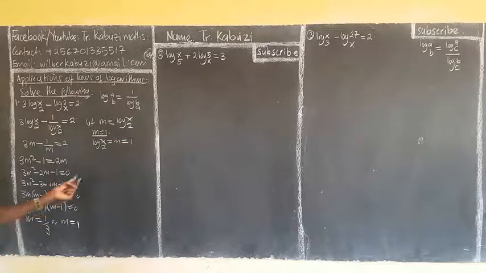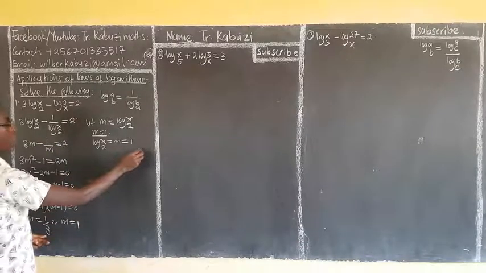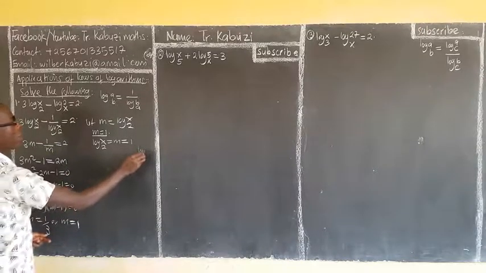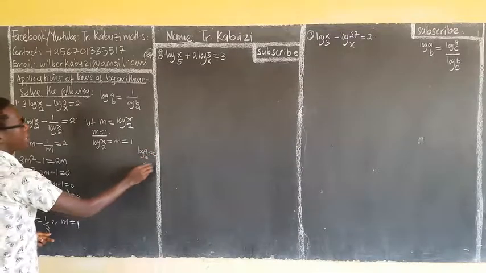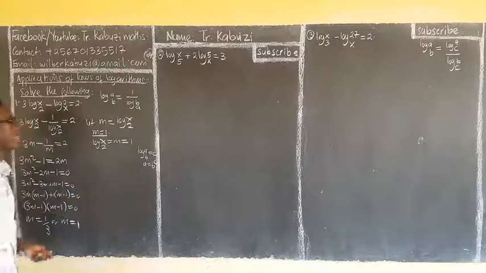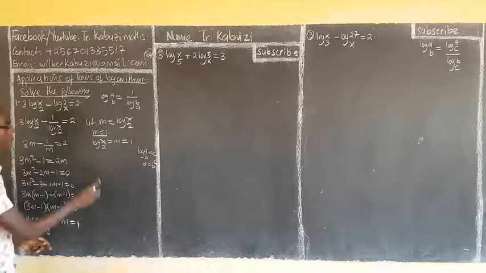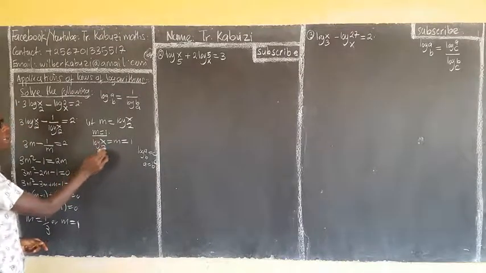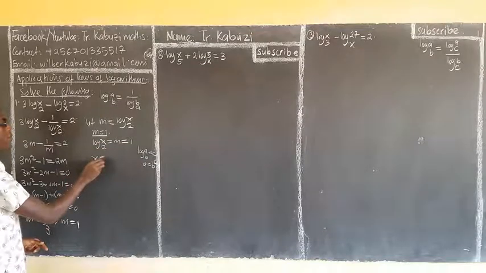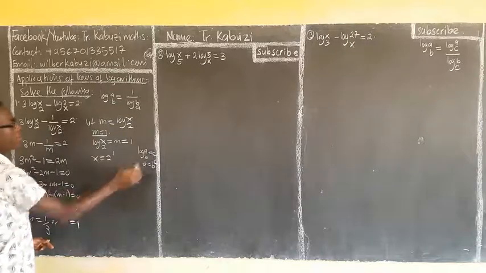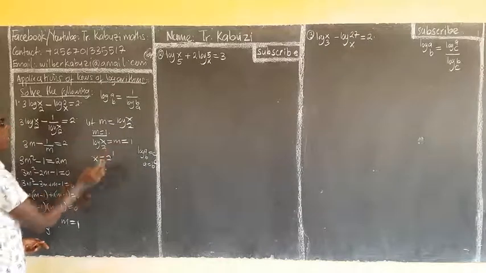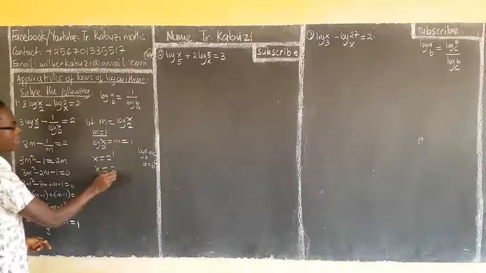Now here I am going to apply the property which says that if you have log of a to base b equal to c, then this is the same as a equal to b power c. So I'm going to apply this property. So x will be 2 power 1. When you apply this, this power this will be equal to this. And your x here is 2.